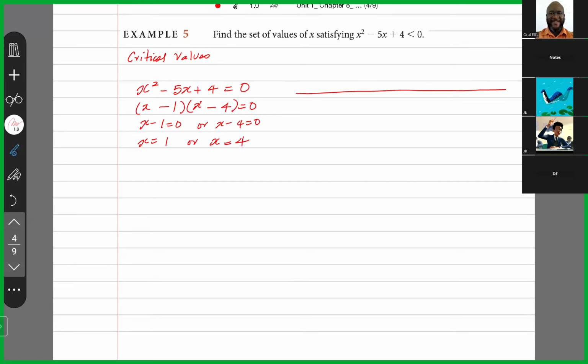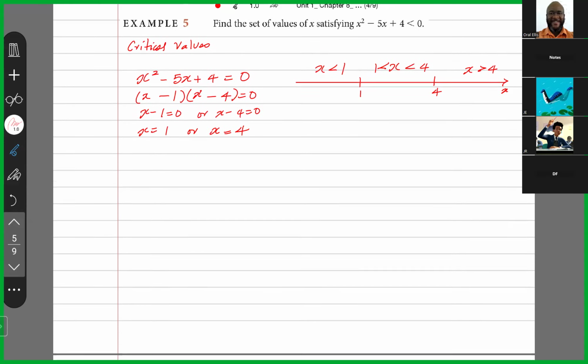So imagine this is a number line. Your critical values are 1 and what? 4. So the critical values divide up your number line into areas. This is where x is what? Greater than what? 4. In here, x is less than 4 but greater than 1. And over here, x is less than 1. So your critical values divide up your number line like that.